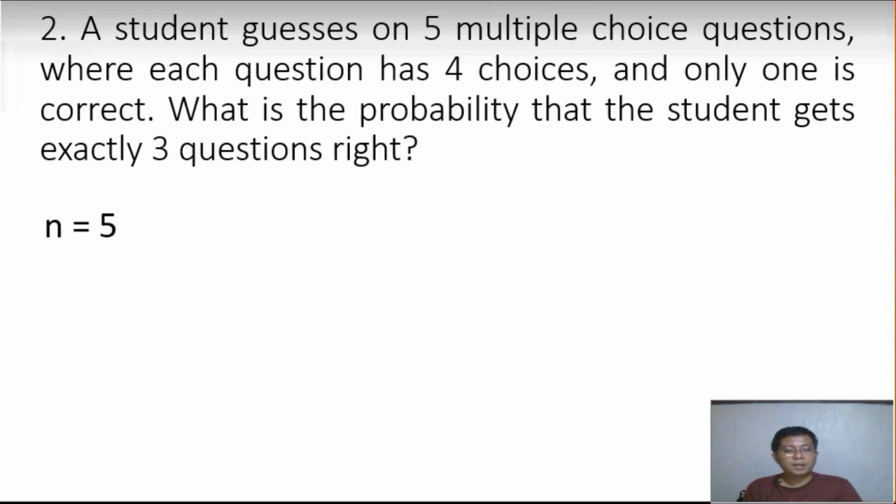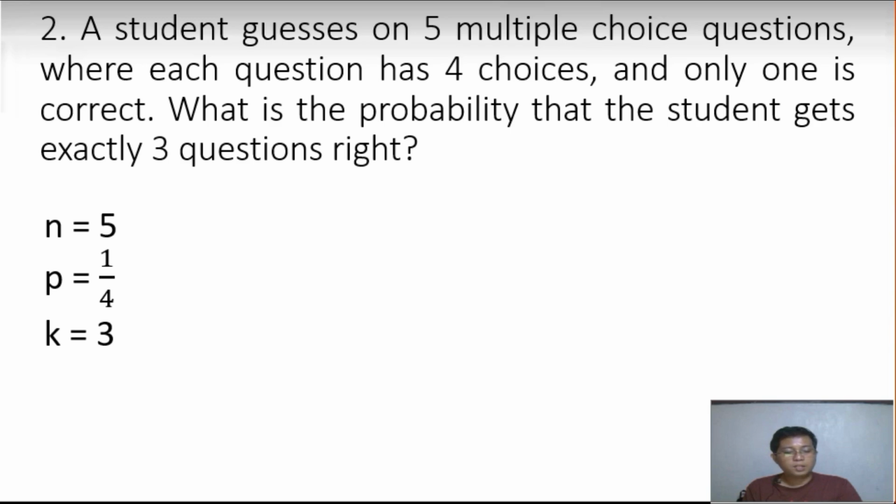n is equal to 5 since the student must guess on 5 multiple choice questions. How about the value of p? The value of p now is 1/4. Why? Because the probability of getting a correct answer in a multiple choice question with 4 choices is 1/4. And what is the value of k? So the correct answer is 3.